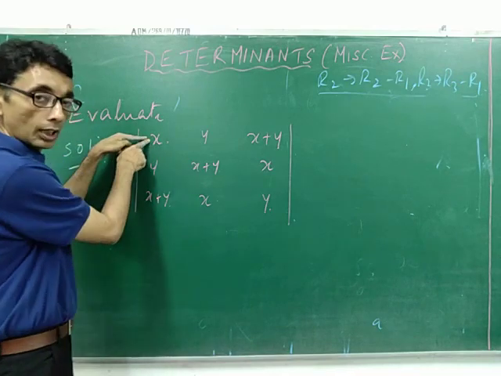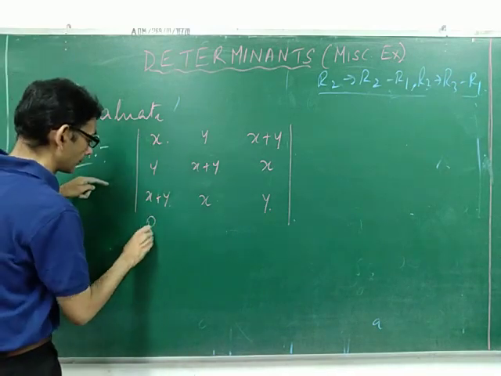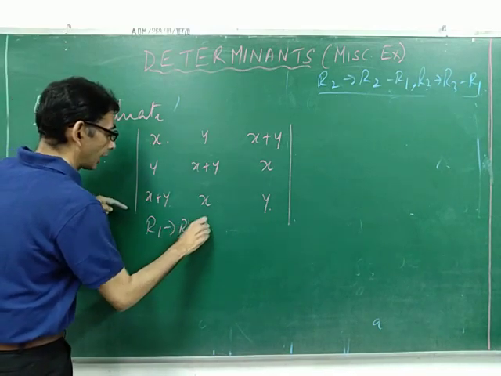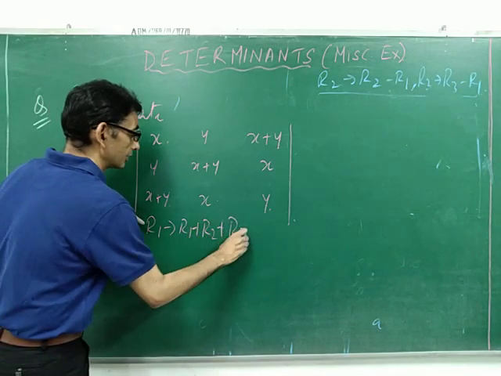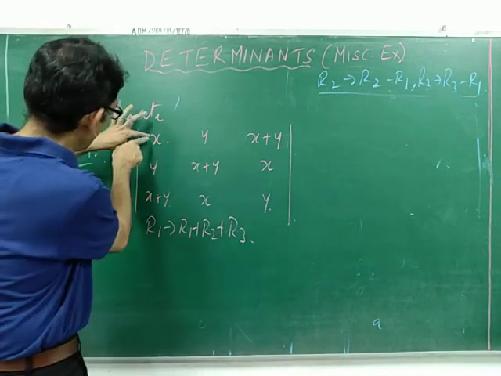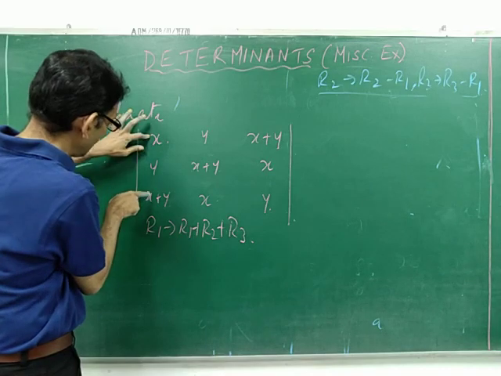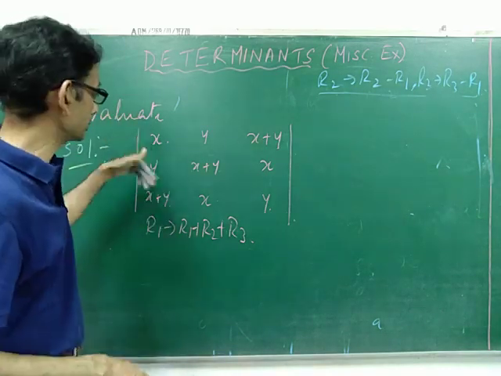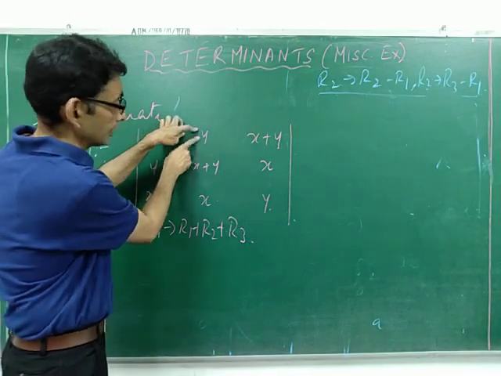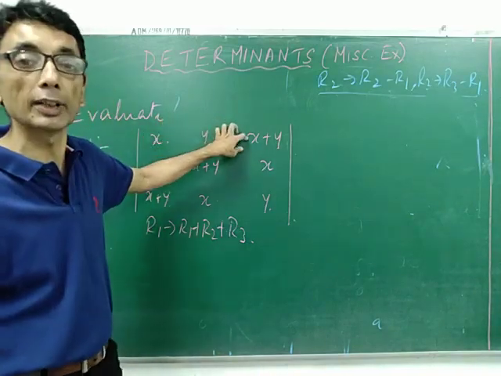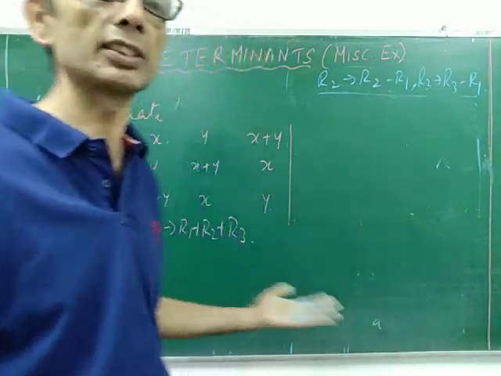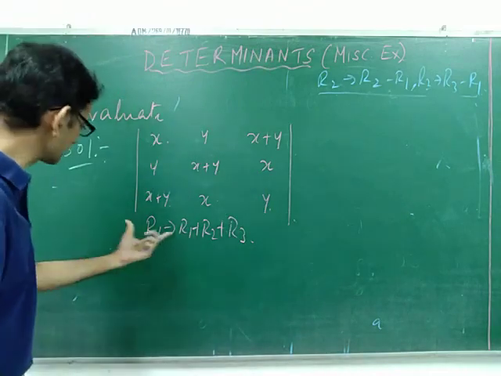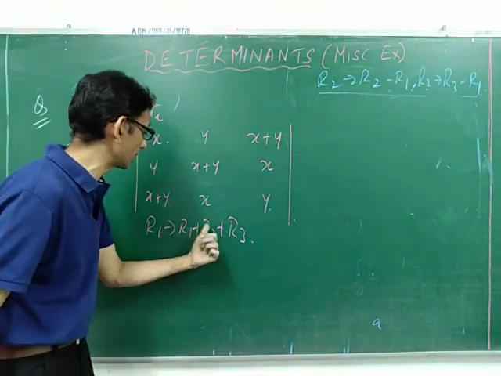If you just use the property R1 plus R2 plus R3, let us see, do you get any help? So if you add x plus y, then x plus y, you will get 2x plus y there. Twice x plus twice y. Similarly, you are going to get the same element there. So that is an obvious choice. We are going to use this property, that is R1 plus R2 plus R3.